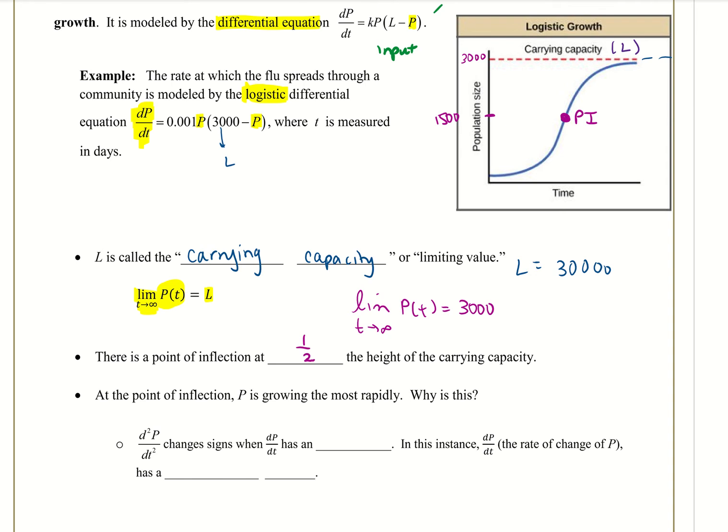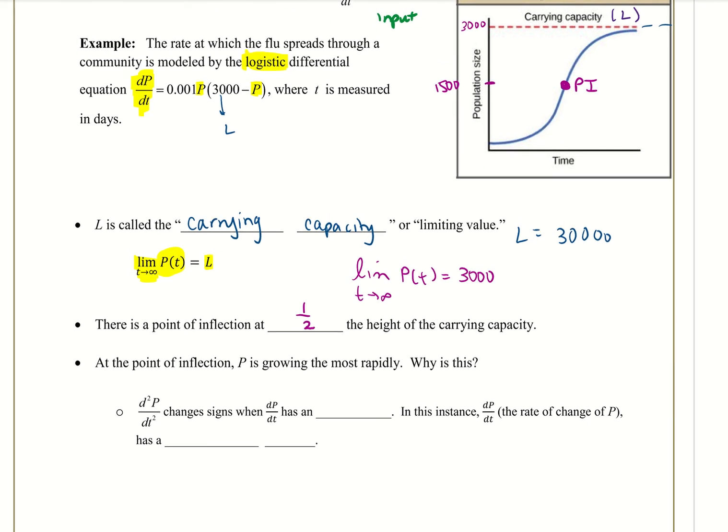Now, at the point of inflection, P is growing the most rapidly. Why would that be happening? Well, the second derivative is going to change signs at our point of inflection. If the second derivative will change signs at my point of inflection, that's going to happen where the first derivative has an extrema.